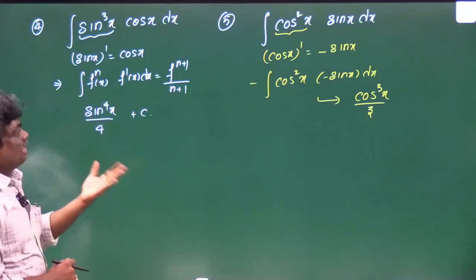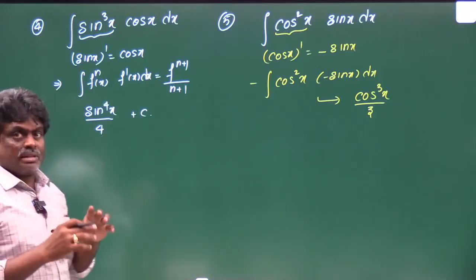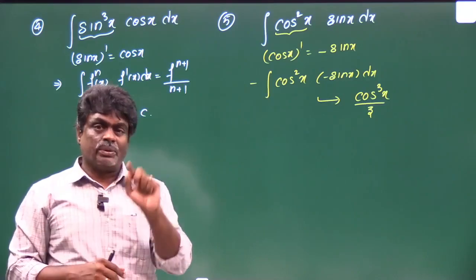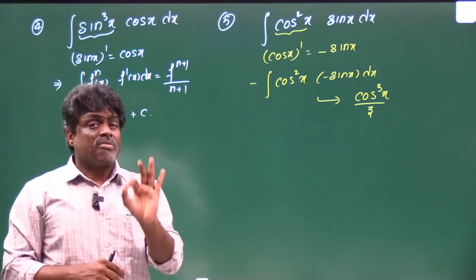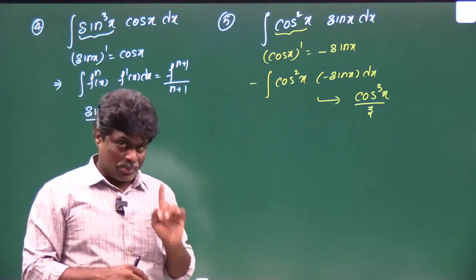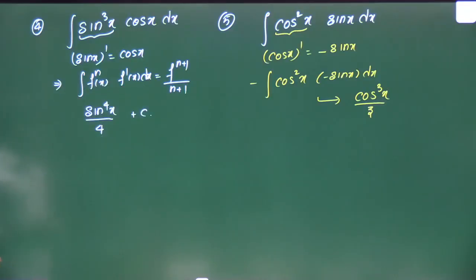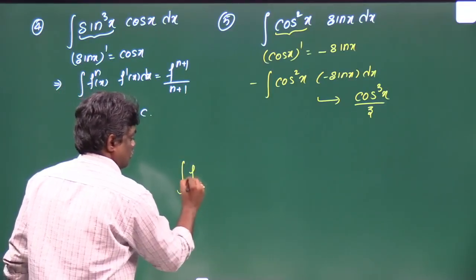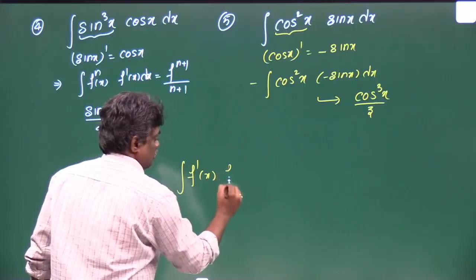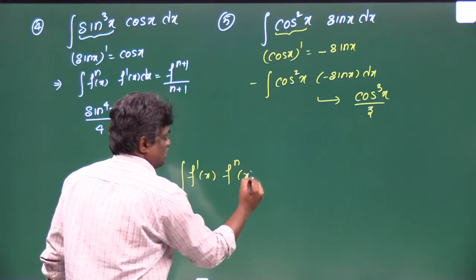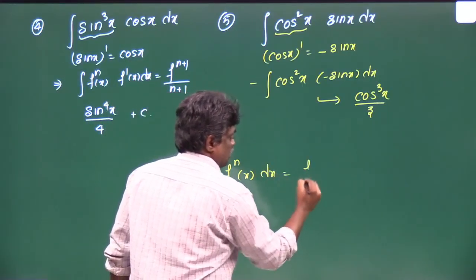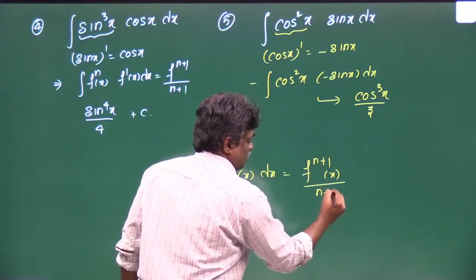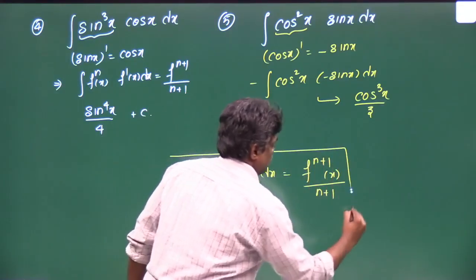So like this we can do, that is integral f dash of x into f power n is simply f power n plus 1 by n plus 1. Please practice all these things and don't neglect them. So very crucial for our CSIR coaching. So please practice all these things.